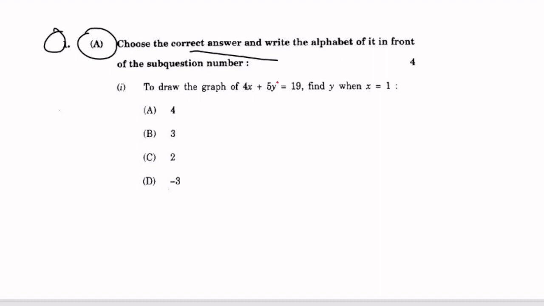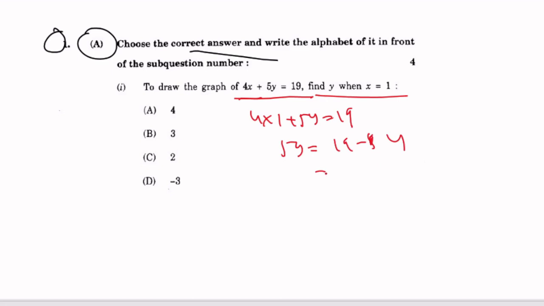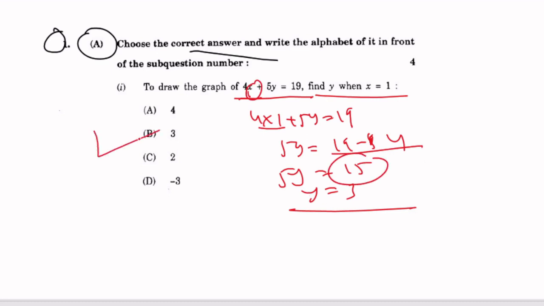To draw the graph of 4x plus 5y equal to 19, find y. This question was also solved. So simply they're asking the value of y when the value of x is 1. Simply you have to substitute the value of x equal to 1 and find the value of y. This is very easy, and it is just for 1 mark. So in place of x I have written the value of 1. 4 times 1 is 4, go to the right side, it becomes minus 4, 15, and y equals 3. This is your answer. It should not take more than a minute.